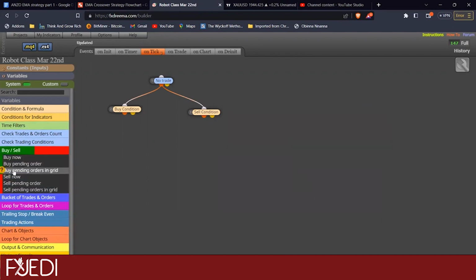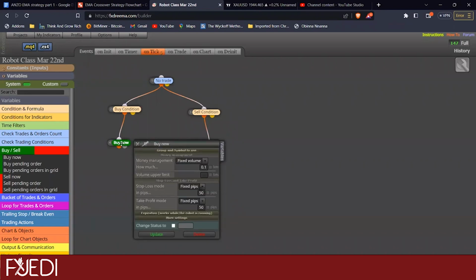So what do we do? Well, if the buy condition is met, we want to buy. Otherwise, if the sell condition is met, we want to sell. So just drag this to buy and drag this to sell. And then we double click here. This is what we did the last time. We used a fixed stop loss, I think of 30. So that's why we put 30 here. And then we used a fixed take profit of 60.